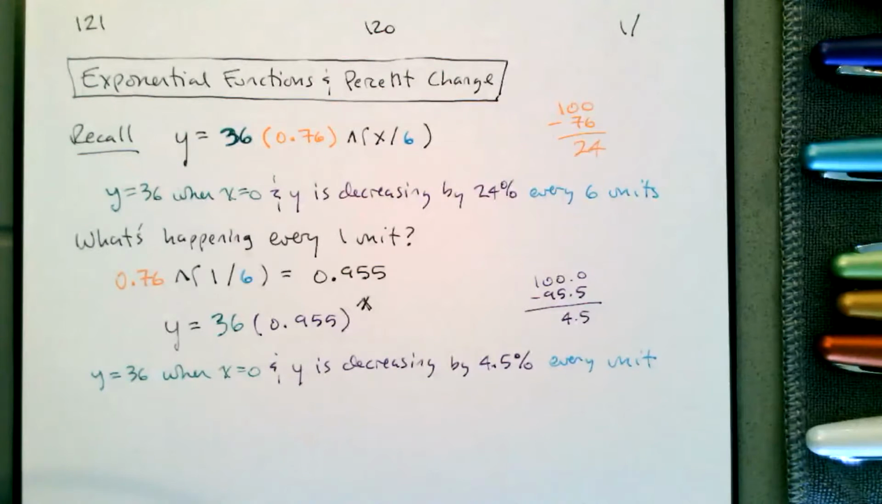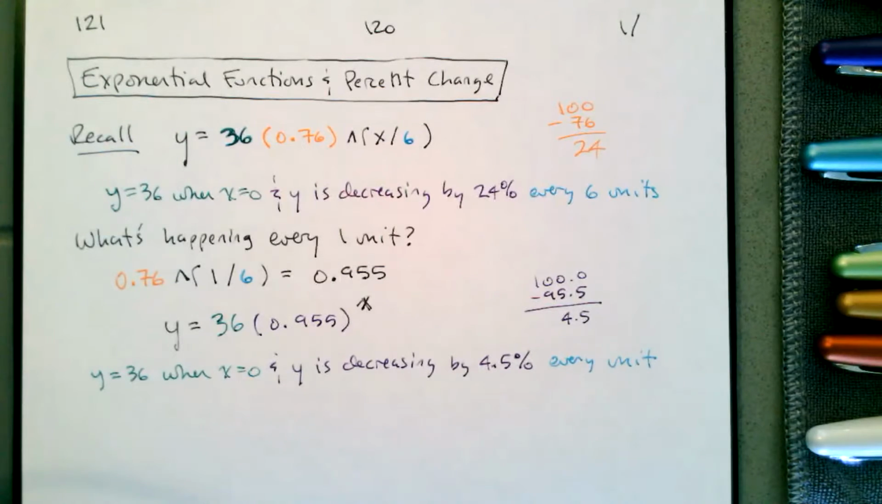So to calculate what's happening every 1 unit, we take the 0.76 and raise it to the 1 over 6 power. Remember that this is a description about how things are changing, so the 36 isn't going to matter because we're going to divide out the 36 in whatever case we choose. So we just care about the 0.76 to the 1 over 6, and that'll be the percent change or the multiplier for delta x of 1.